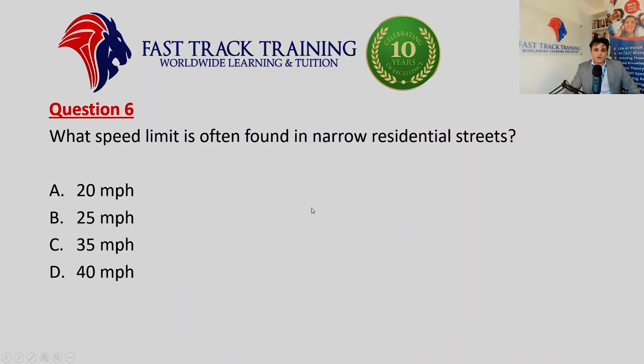What speed limit is often found in narrow residential streets? 20 miles per hour, 25, 35 or 40? The correct answer is 20 miles per hour. So what speed limit is often found in narrow residential streets? 20 miles an hour. Because on the main road is 30, on the residential is 20.